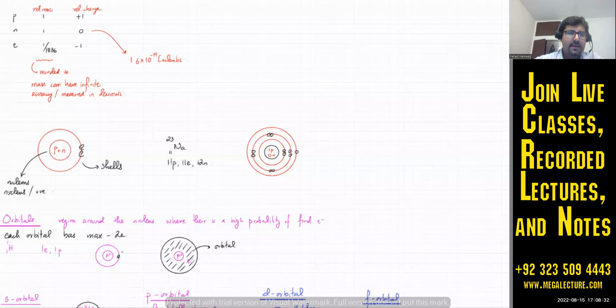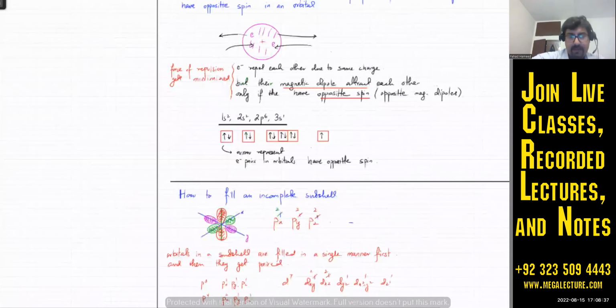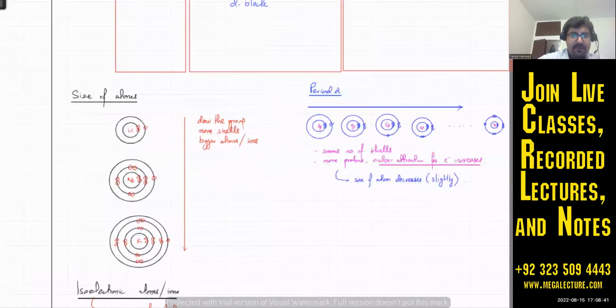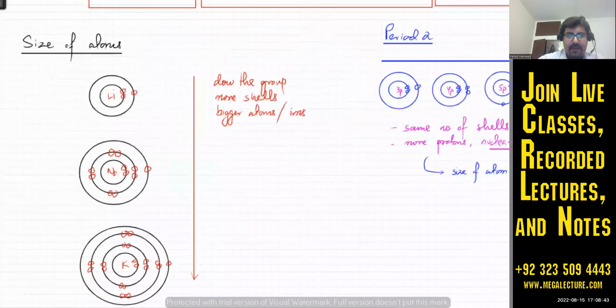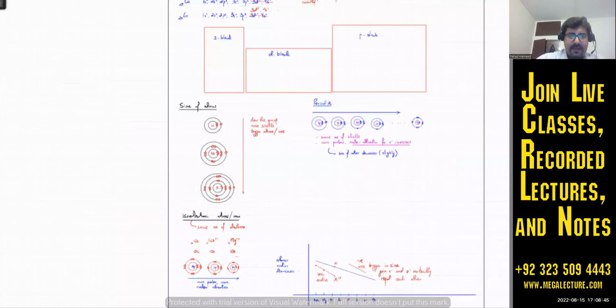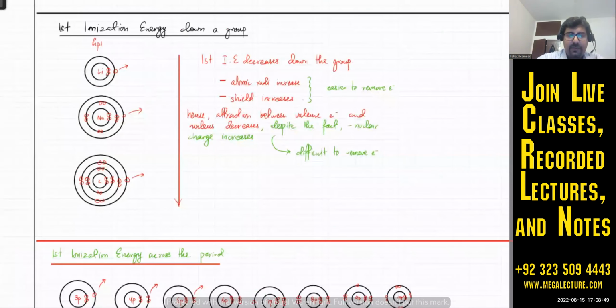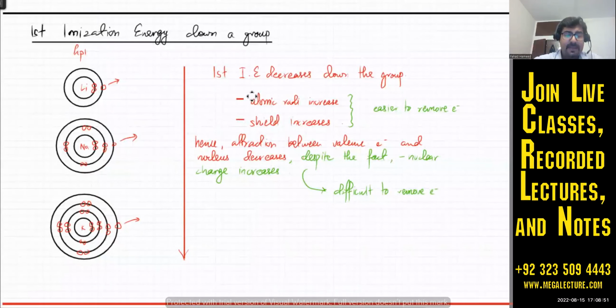Achha, so the quick recap: we did successive ionization energies and ionization energies down the group. This is the size of atoms. Ionization energies was right at the bottom over here. So down the group, I told you when you move down the group, the atom becomes bigger. So removing the electron becomes easier and easier as you go down the group.